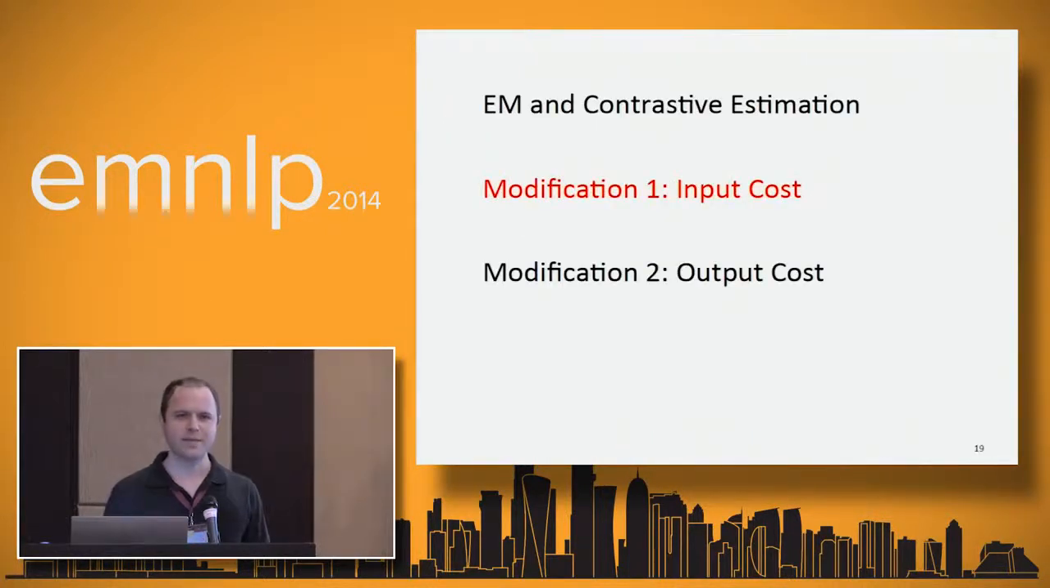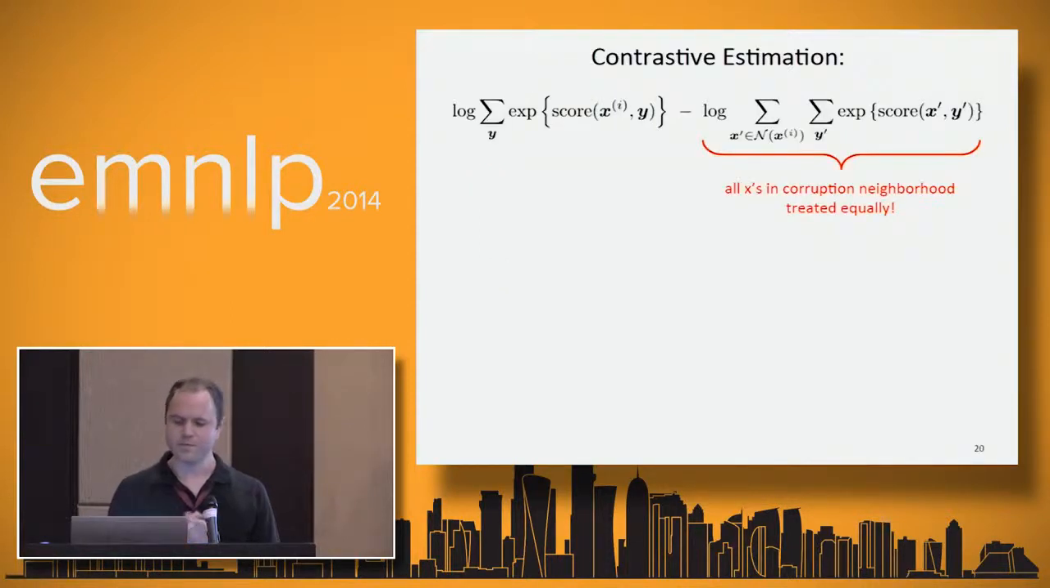Okay, so that's all I wanted to say about background. Now we're going to talk about the two ways that we modify the CE gain function to inject more knowledge. So here's the gain function for CE again. The first thing that we note is that all of the sentences in the neighborhood are being treated equally. There's no prior weight that helps us to decide how bad one corruption is compared to another.